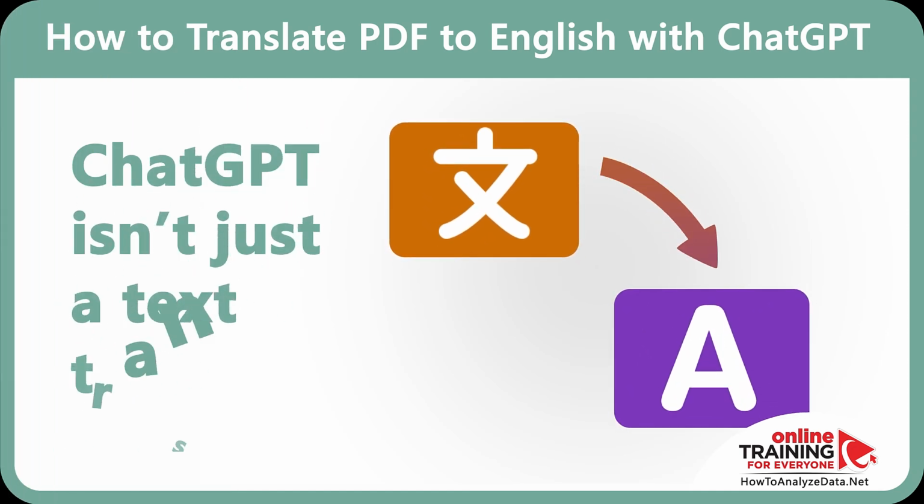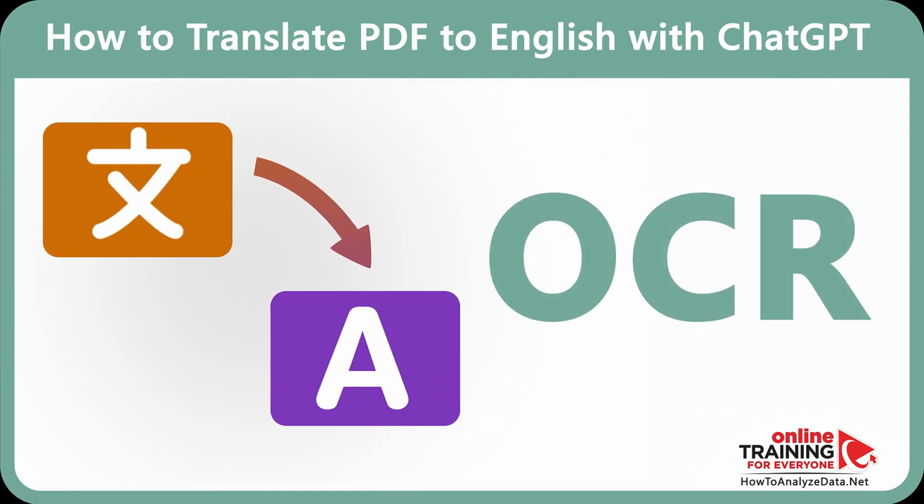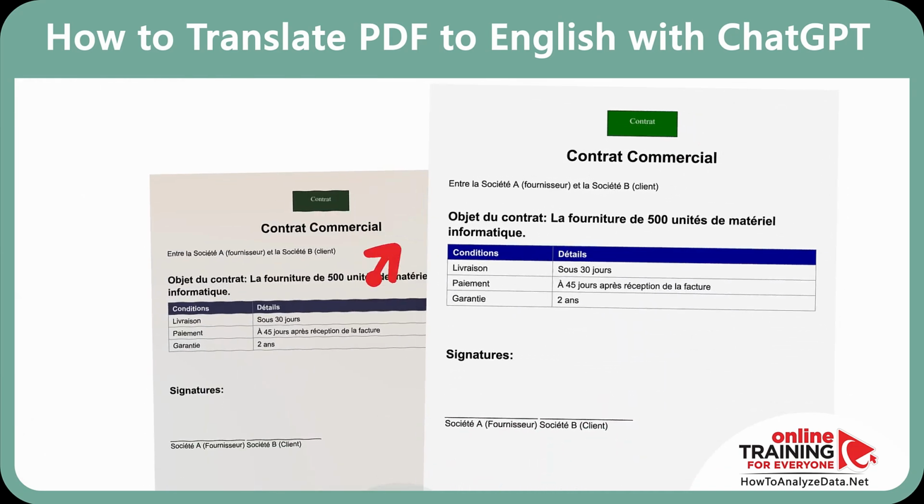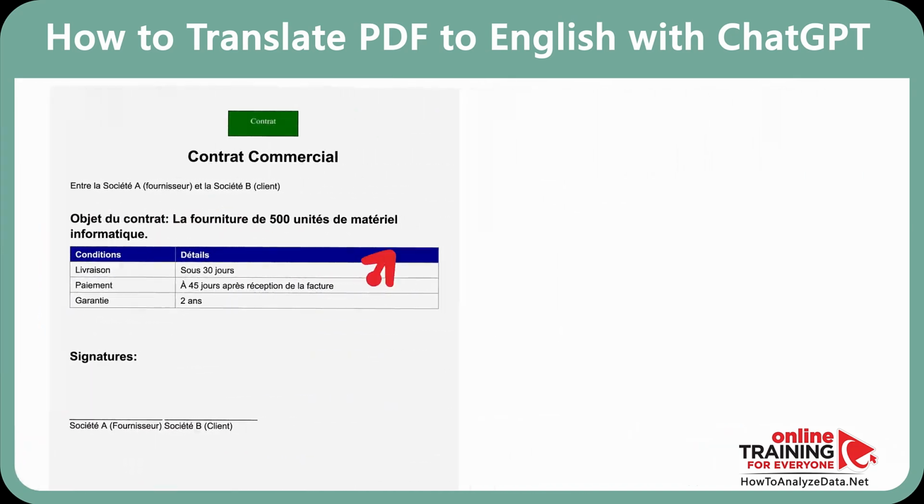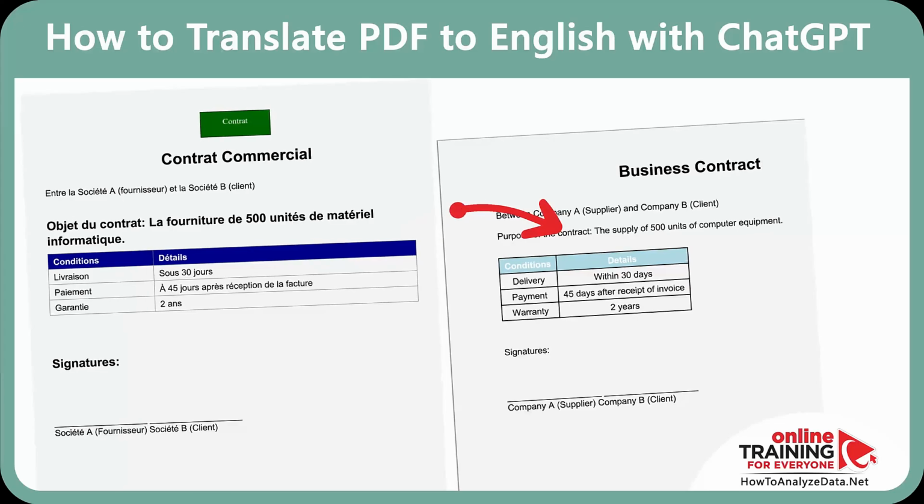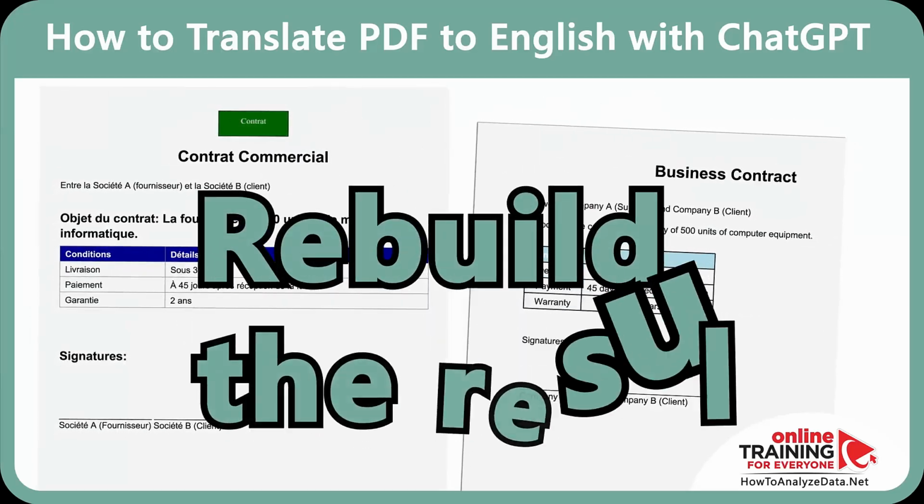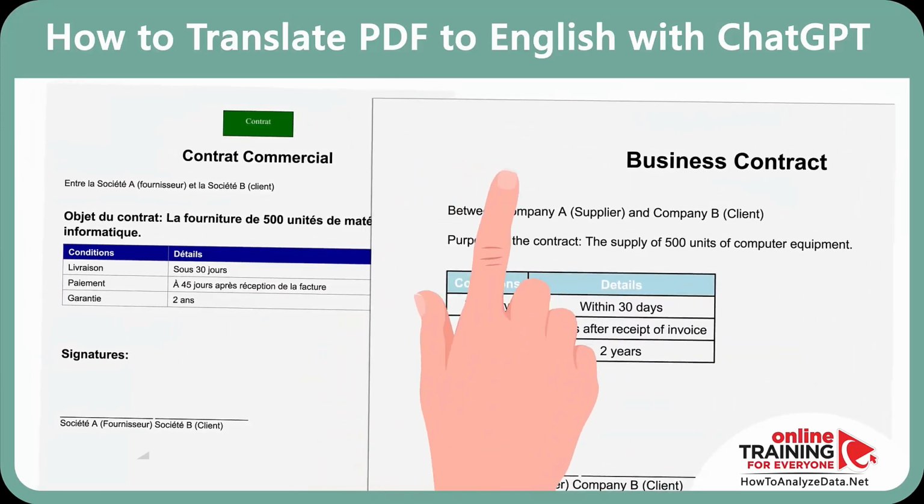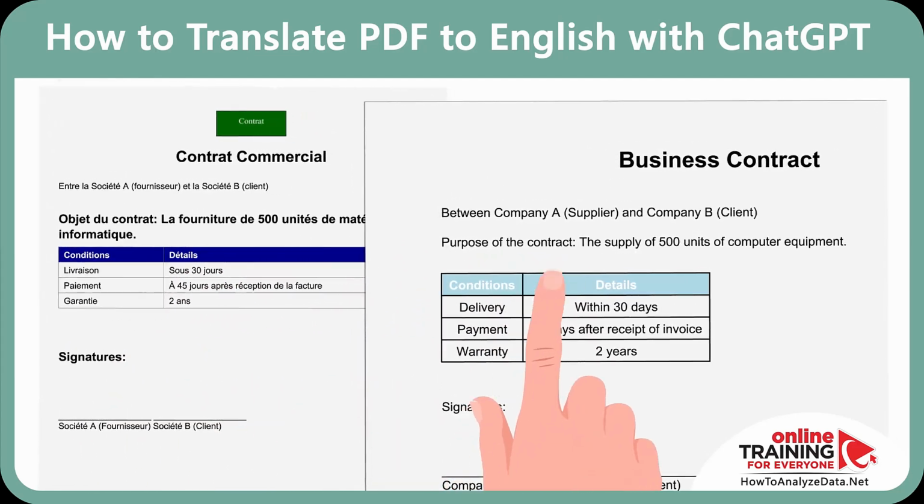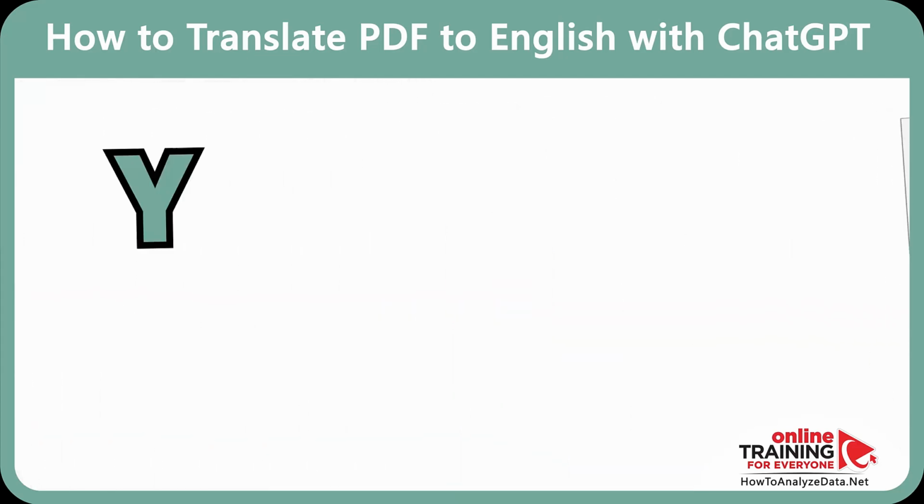Here's the deal. ChatGPT isn't just a text translator. It can perform OCR on scanned PDFs, pulling real text out of images. It can also translate text into smooth, natural English. It can also rebuild the result as a properly formatted Microsoft Word document, so you can keep tables, headings, and structure.